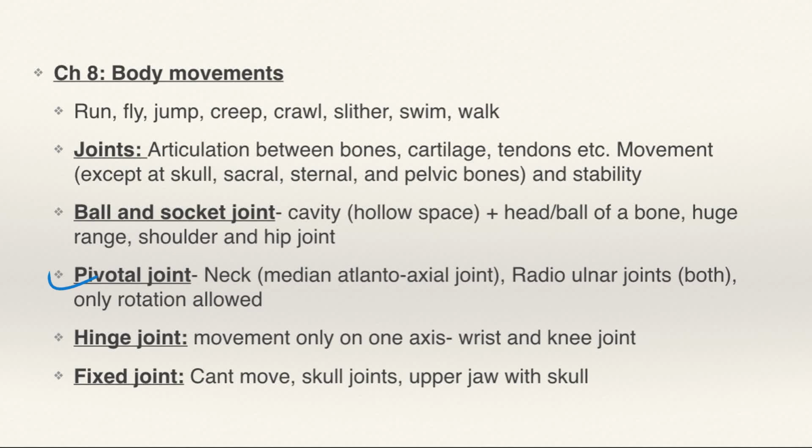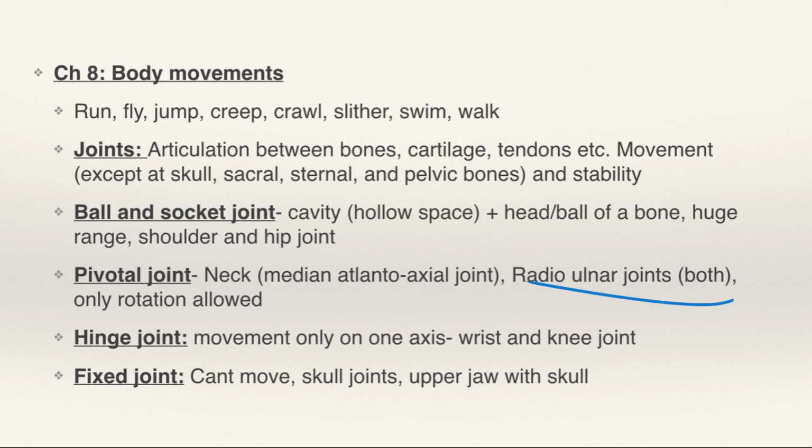Second is the pivotal joint, which is called a pivot. For example, the neck is given as an example there, which is also the median atlantoaxial joint. What is atlantoaxial? These are the names of the vertebrae, C1 and C2, that is the first and second vertebra, and median is from the skull side.